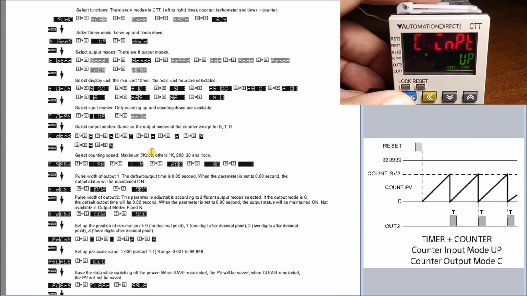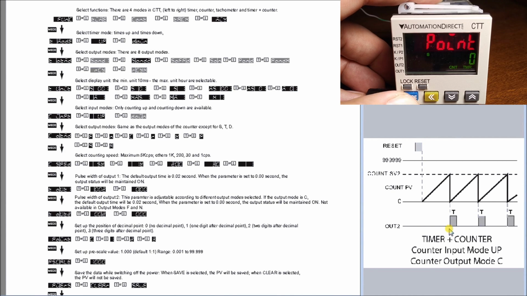right here. Next we have our output mode, which is set for C. Then we have our counting speed, which is set for 200 Hertz, and we can go up to 10,000. Then we have our T out, which is our first output, which is set for 0, which means it gets maintained on. Then T2 out, which is then our counter mode here, and we'll set that up for 500 milliseconds or half a second that the output will turn on.